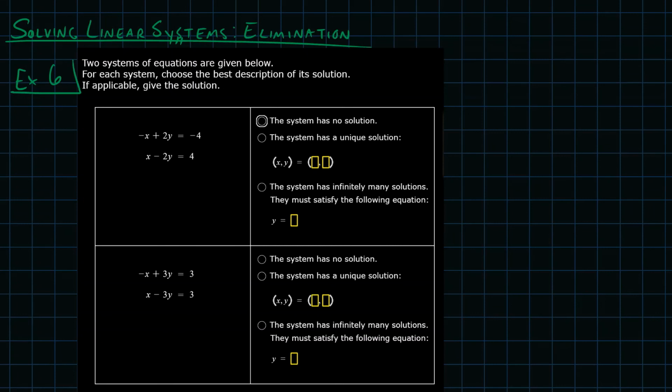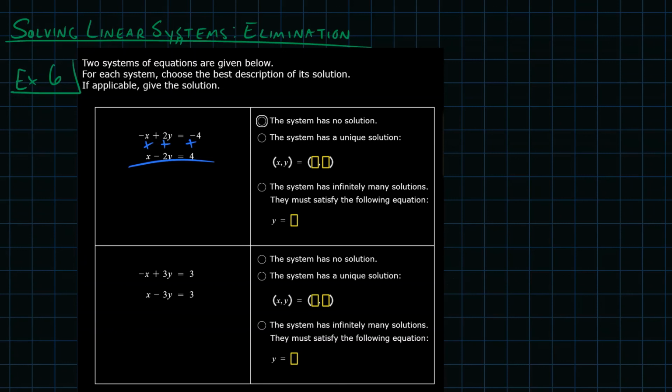So you can see in our first set of equations that the variable negative x and x can be found in these two equations. There's also 2y and negative 2y. So we can go ahead and add these equations together. Doing so gives us something a little strange.